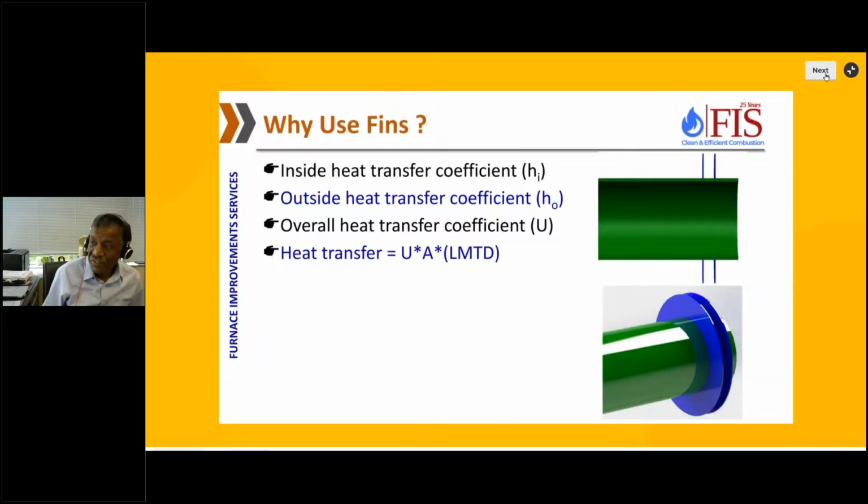So the question is, why use fins? Why do we use fins? As I said a moment ago, the heat transfer is controlled by the flue gas. If you're talking of any fluid, the inside heat transfer coefficient could be anywhere between 100 to 200 or even 300, and the outside heat transfer coefficient is generally of the order of 5 to 8 or 5 to 10. So as a result, it's the outside heat transfer coefficient which is controlling the heat transfer. Anytime that happens, we can provide more surface on the outside and control or improve the heat transfer.